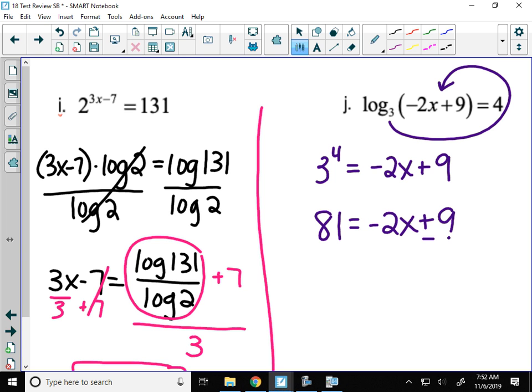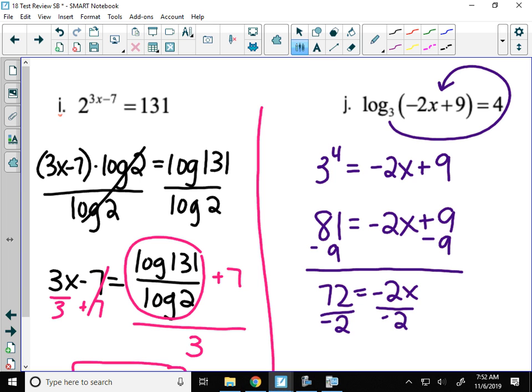So I have to subtract 9 next. 81 minus 9 is 72. And then I just divide 72 by negative 2. And I get negative 36 as my x value.